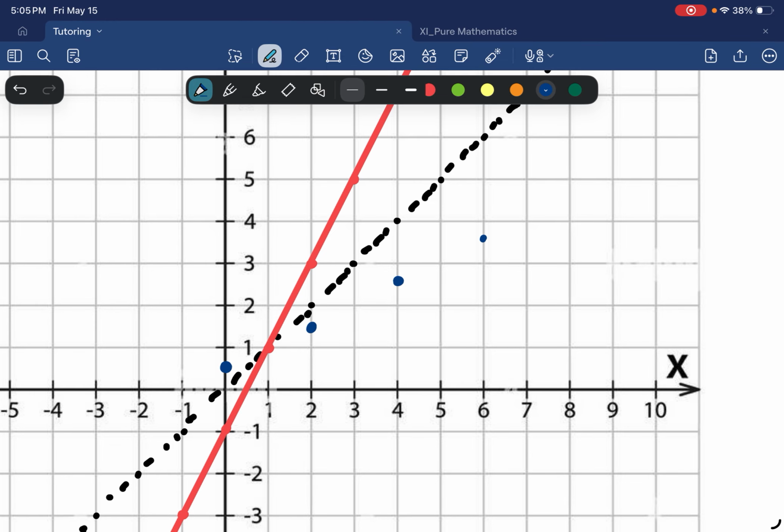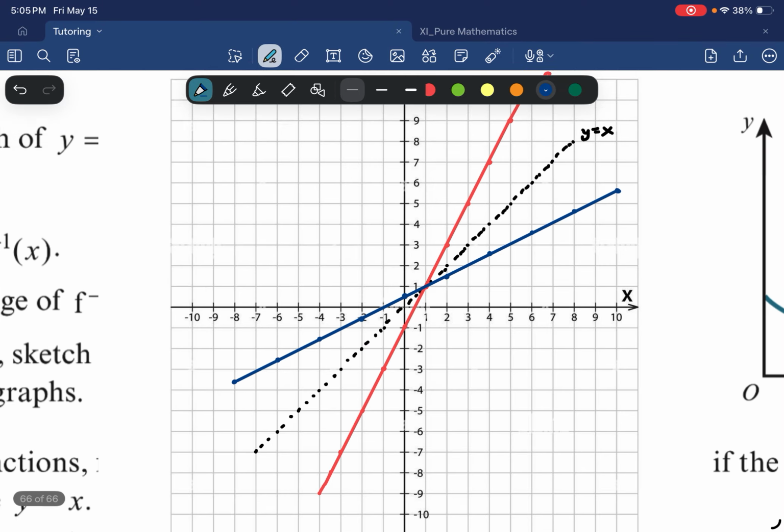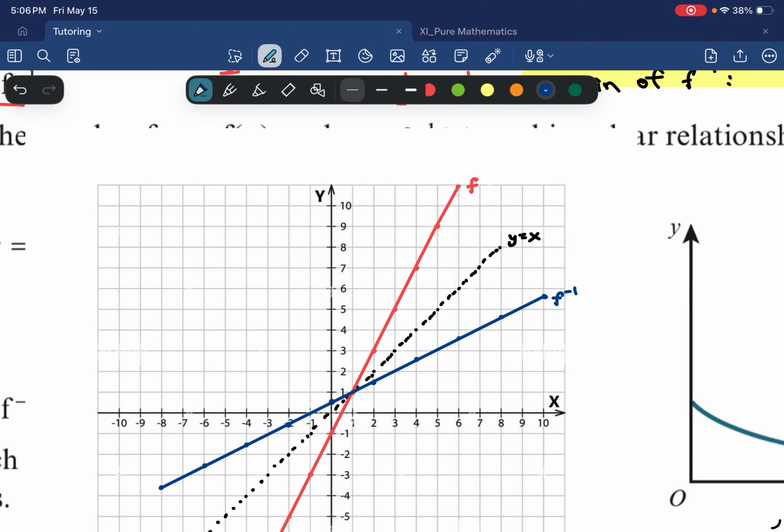2 units here, 1 unit up, and going the other way, 2 units, 1 unit down, repeating. So my graph of my inverse function is going to look something like this, right? This has to be a reflection. This is going to be f inverse. And f inverse is a reflection of the graph of f over the line y is equal to x.